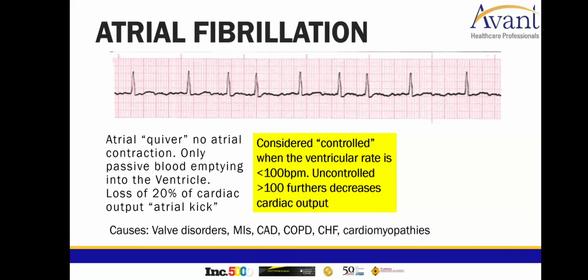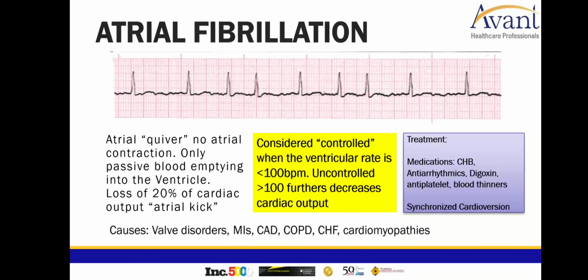Treatments: we need to first of all determine how we're going to treat it based on whether or not the atrial fib is controlled or not controlled. If it's controlled, we consider that the heart rate or the ventricular rate is less than 100. If it's uncontrolled, that means the ventricular rate is greater than 100, because now on top of not having the atrial kick, we don't have enough filling time, so that 20% could easily turn into 30 or 40%. So now we have to treat the patient because they're going to be very symptomatic.